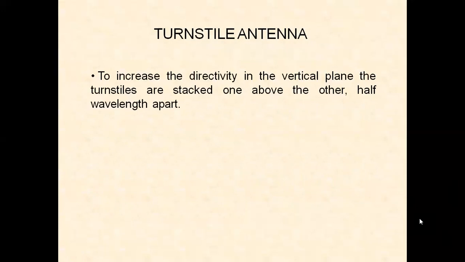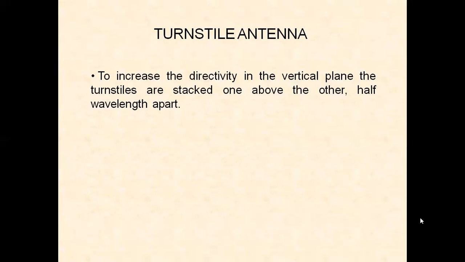To increase the directivity in the vertical plane, the turnstiles are stacked one above the other, half wavelength apart. One turnstile may not be sufficient to radiate the signal to long distance applications. In that case, there is a need for us to increase the directivity of this turnstile antenna. Directivity is the maximum directive gain in a particular direction. It is producing radiation equal in all directions.